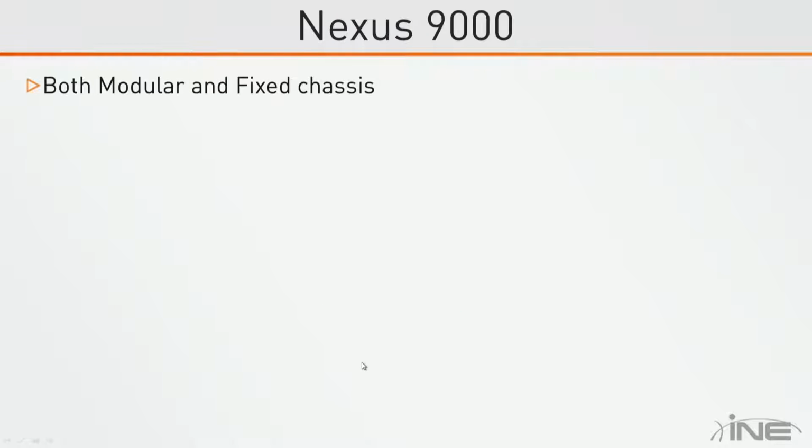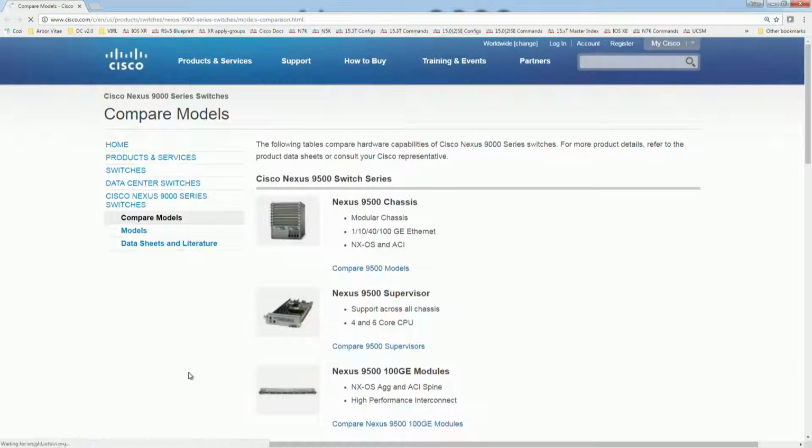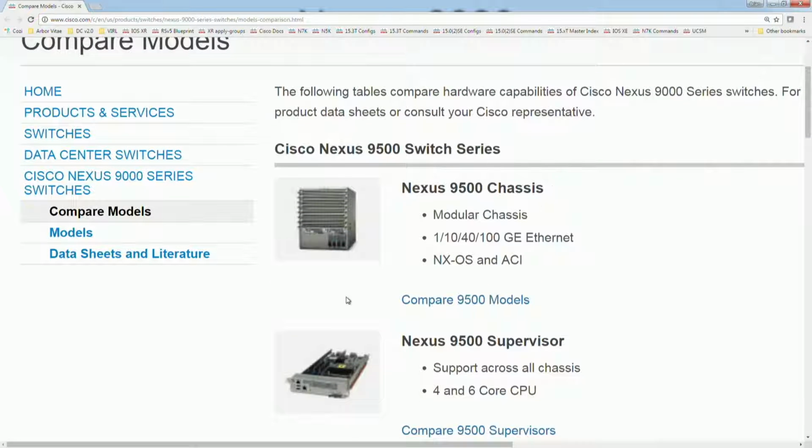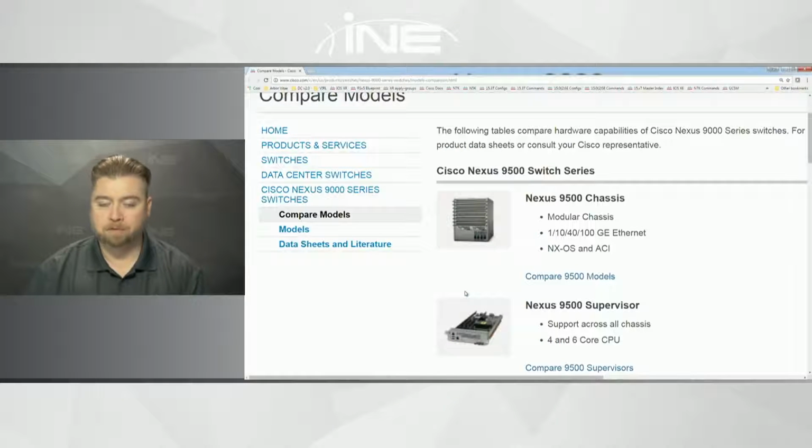Now, the first of these, which are going to be the Nexus 9Ks, these are both in fixed format and in a modular chassis. Okay, more specifically, modular chassis is going to be the 9500s. So if we go back to that overall page for Nexus, and then we go under 9K for compare models, we have the 9500, which is going to be the modular chassis. It looks like your classic Nexus 7K, Catalyst 6500, etc., where we have multiple supervisors, multiple power supplies, multiple fabric modules, multiple line cards, and so on and so forth.